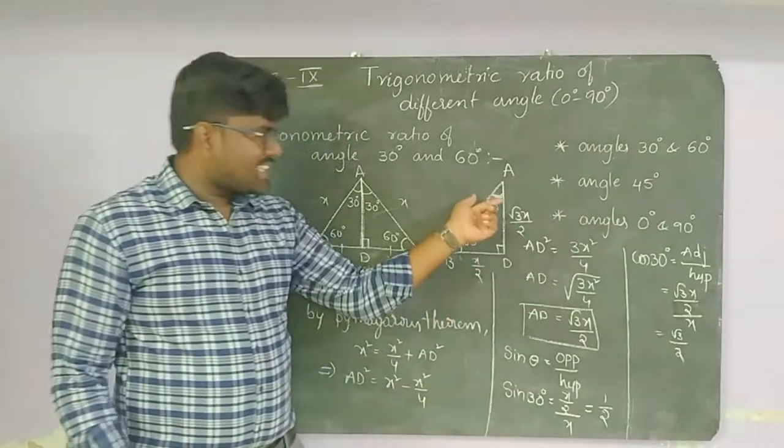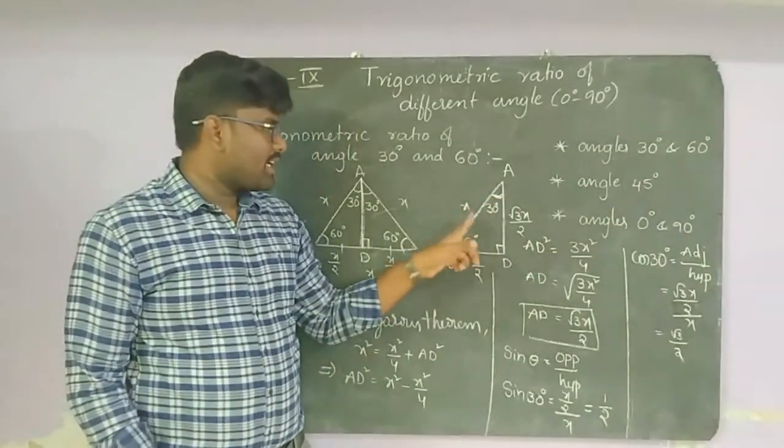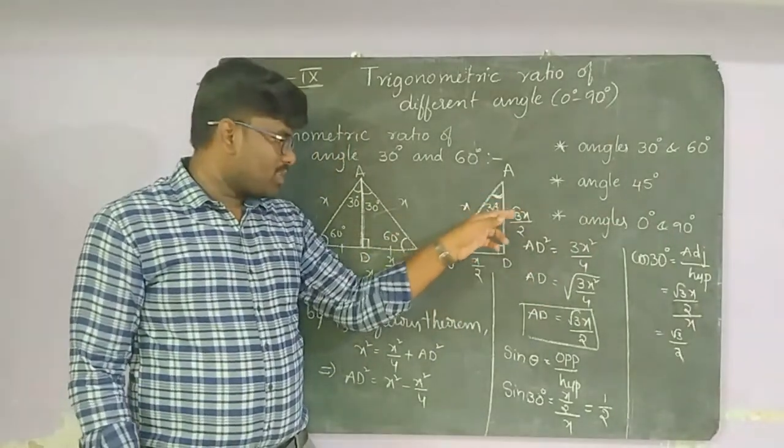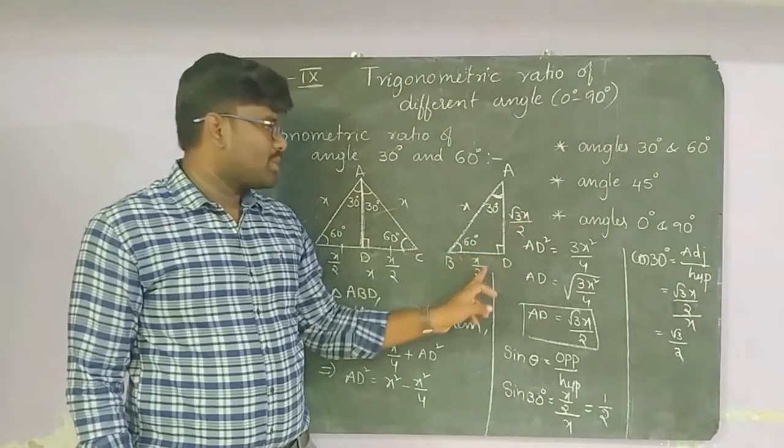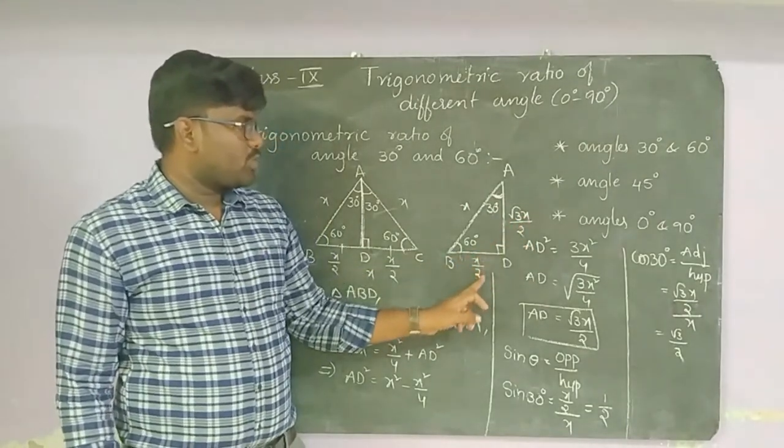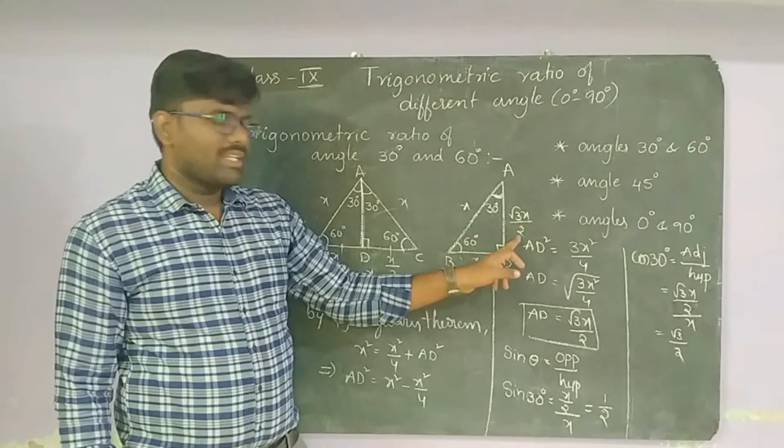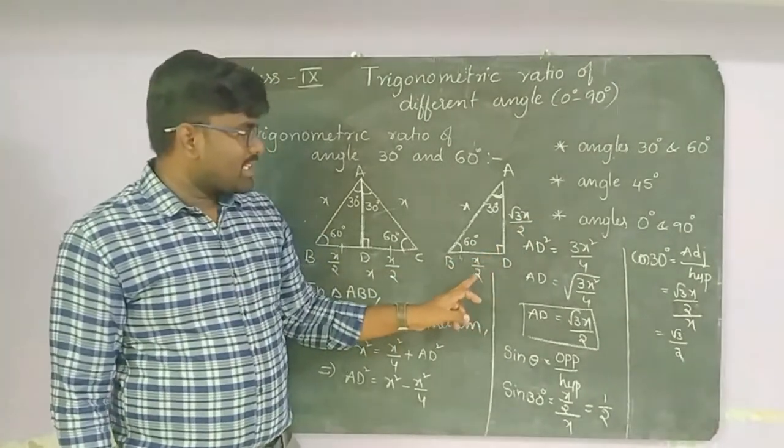In the same way, tan 30. Tan 30 means opposite by adjacent. X by 2 by root 3 x by 2. When you simplify this, what are you getting?